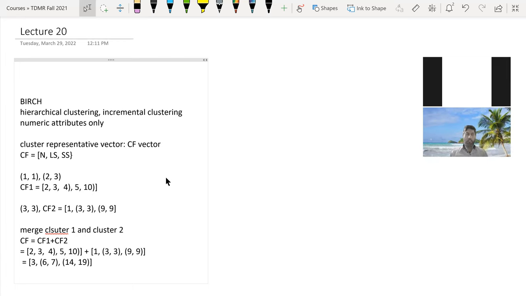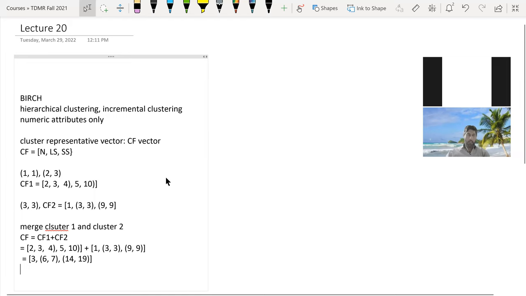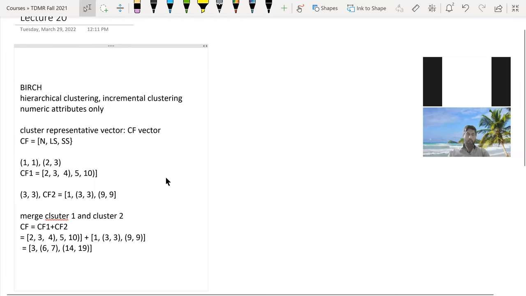So in this way, if you have multiple clusters and you have their CFs, and if you merge all of those clusters, you can get the CF of the merge cluster by simply adding the CF vectors for those clusters. Okay? So this is an important characteristic which would be used in the BIRCH algorithm.